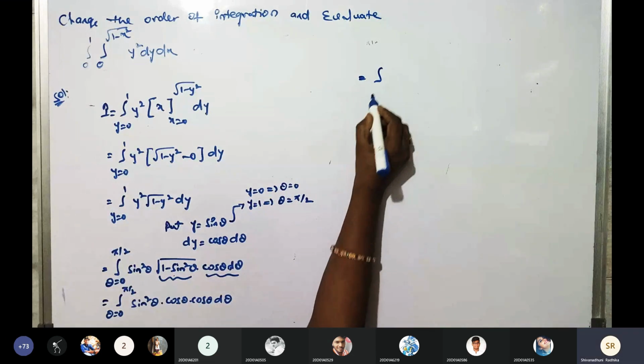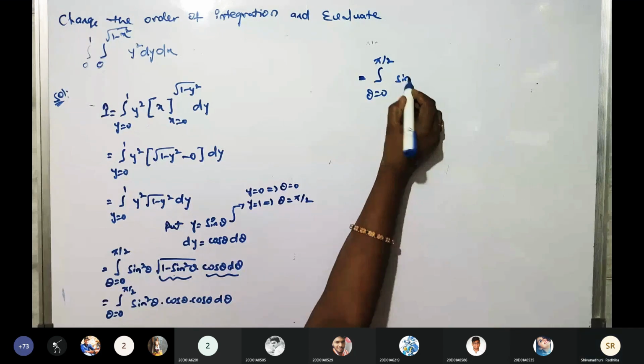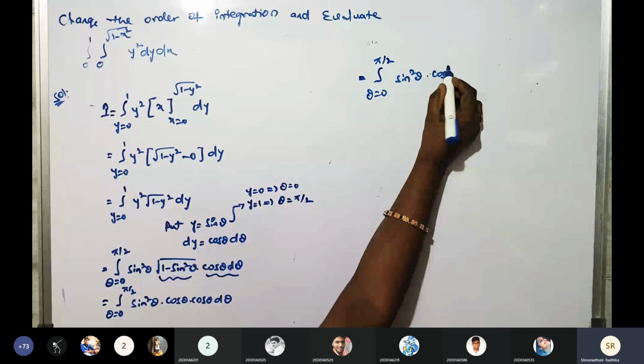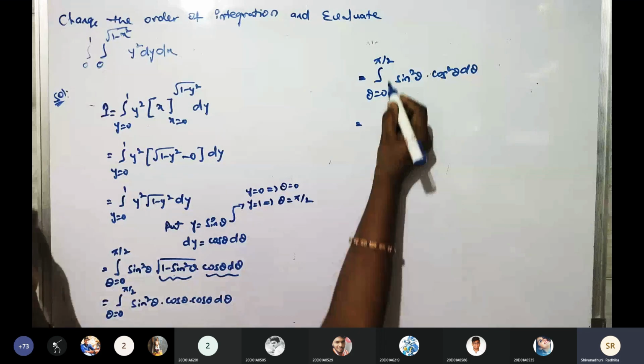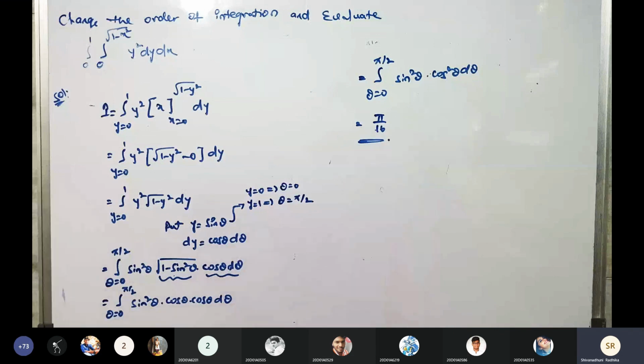So integration theta equals 0 to pi by 2 sine square theta into cos square theta d theta. This is the formula. In polar coordinates we have the formula: that formula with the limits 0 to pi by 2 of sine square theta cos square theta is pi by 16. So this is the answer. Write down, all of you, please.